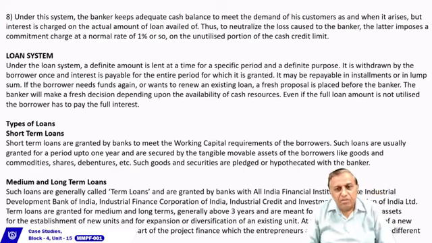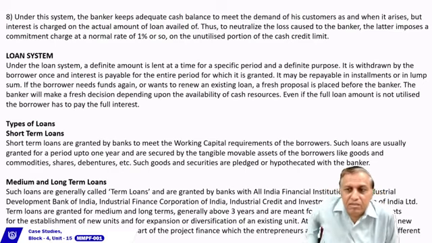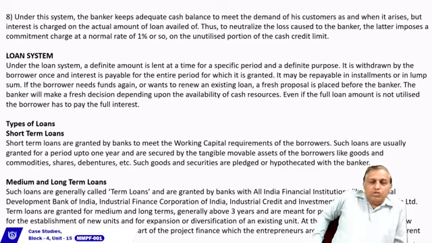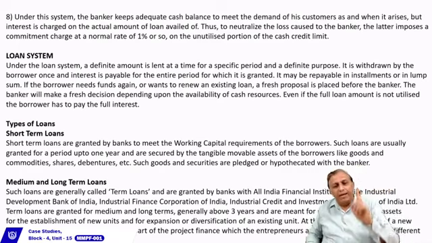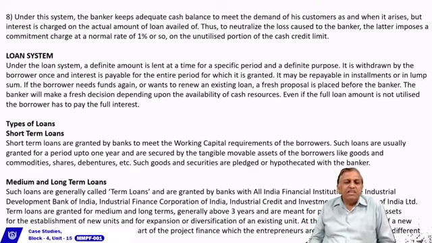Types of loans. Short-term loans, the name is just giving you the idea. It's normally for the working capital requirement of the borrowers. Such loans are usually granted for a period up to 1 year. And these are secured against the tangible movable assets of the borrowers, like goods and commodities, shares, debentures, where goods and securities are pledged or hypothecated with the banker.